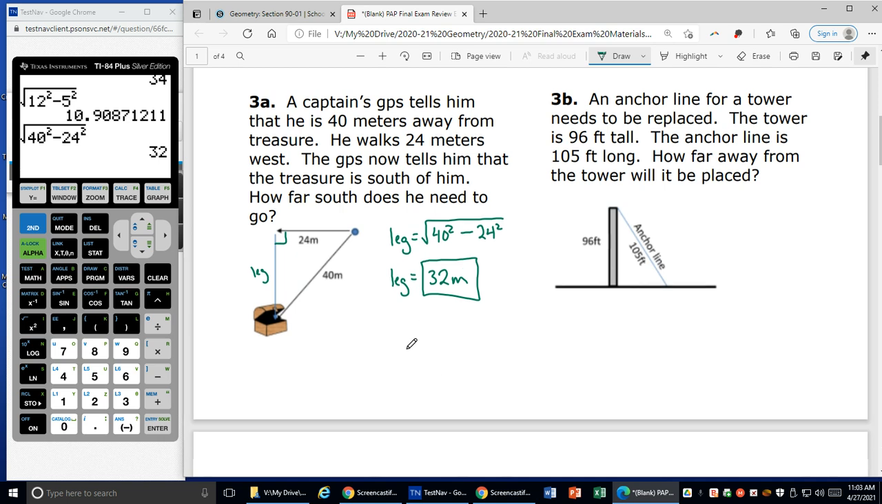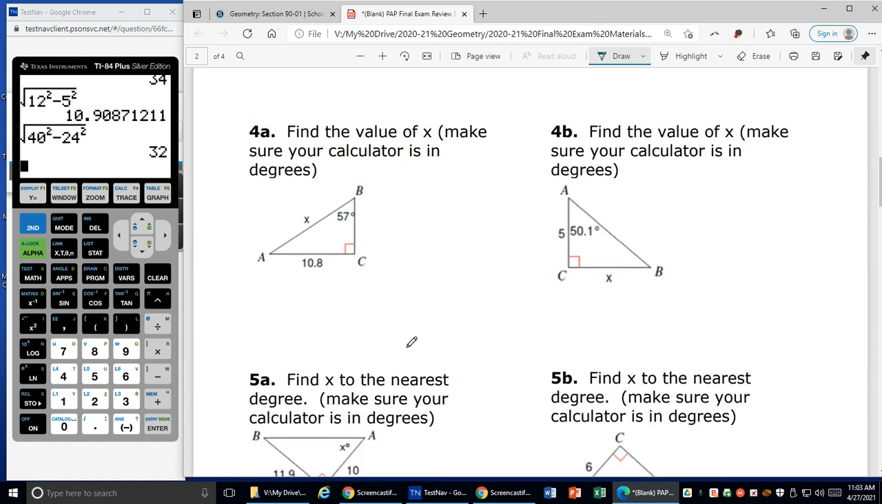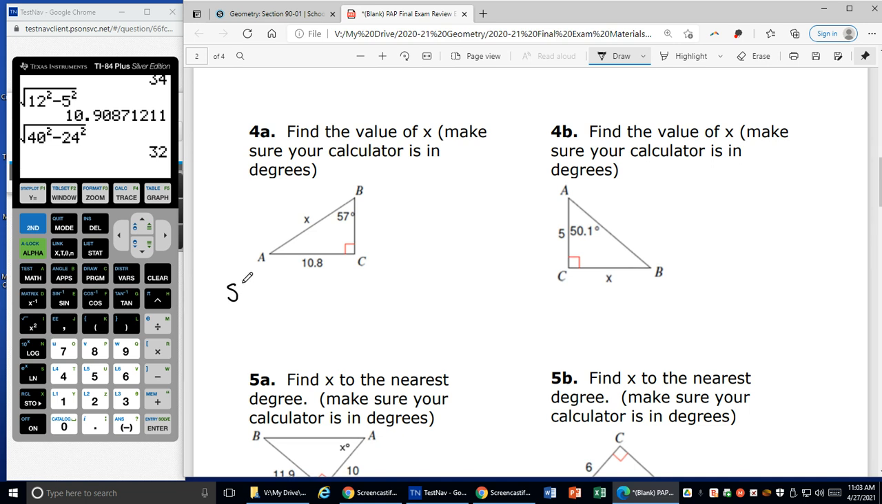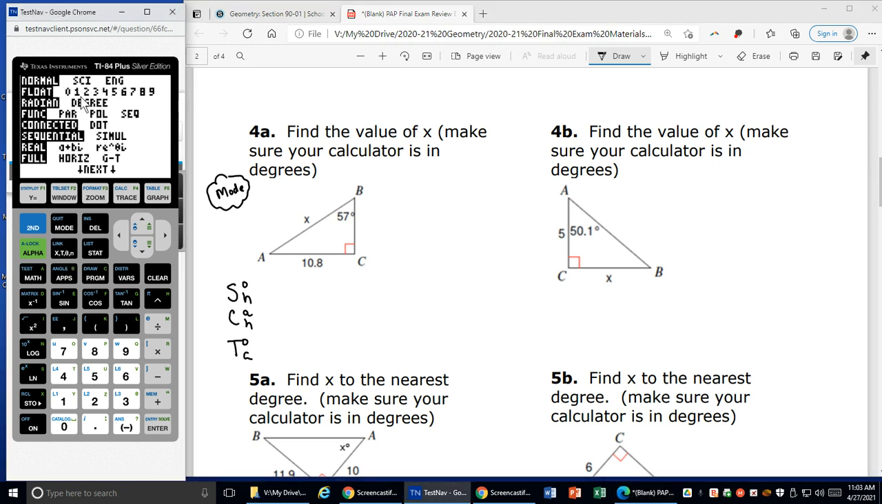Let's look at 4A. Find the value of x. Make sure your calculator is in degrees. Well, there's only one reason we make sure to put our calculator in degrees, and that is because we did trig. So, SOH CAH TOA. Since I know I need my calculator in degrees, I'm going to go ahead and write that down. For degrees, remember we click on mode and then make sure that degrees is highlighted. So on my calculator mode, it's not highlighted. So I'm going to arrow down and over to it and hit enter, and I can see it unhighlights the word radian and highlights degrees.